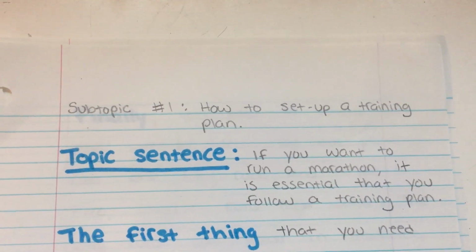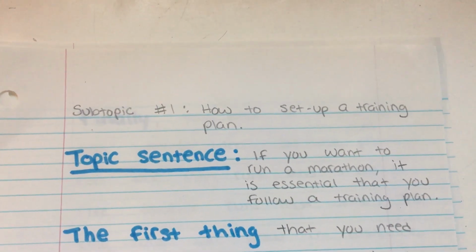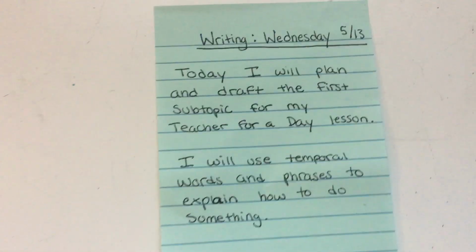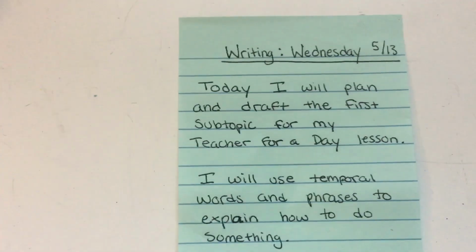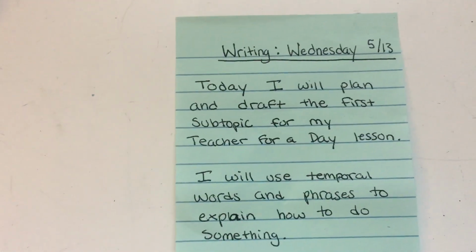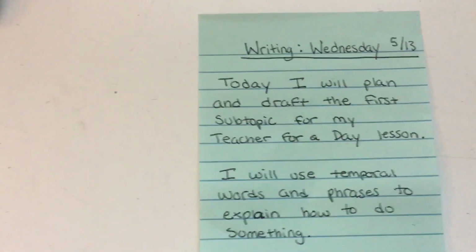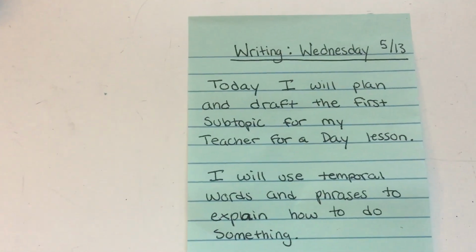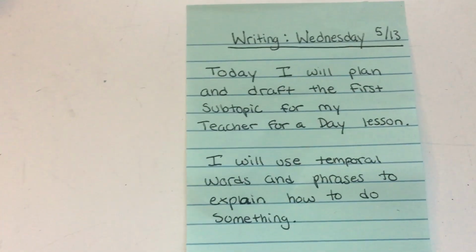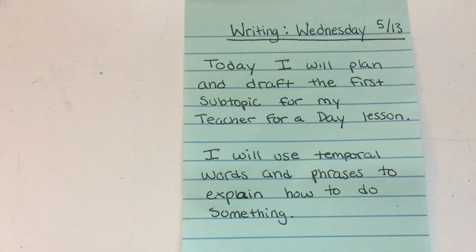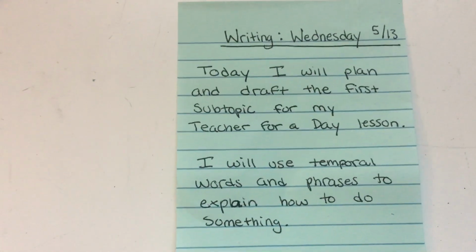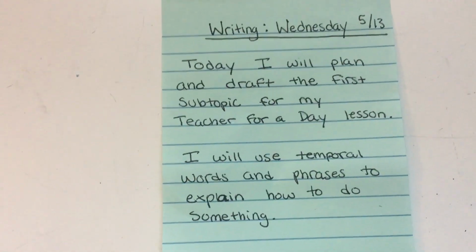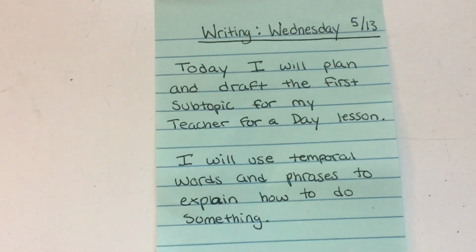So for example, my first subtopic is how to set up a training plan for running a marathon. So I would talk to my friend and I would tell my friend, well, the first thing that I usually do when I set up a training plan for a marathon is that I research different plans. Then I think about the time that I have and my ability level so that I can pick the right plan for me. And then the last thing that I do is that I need to follow the plan. So for weeks and weeks, I go on 3 to 5 runs a week, and I always do a long run, and those long runs get longer and longer.